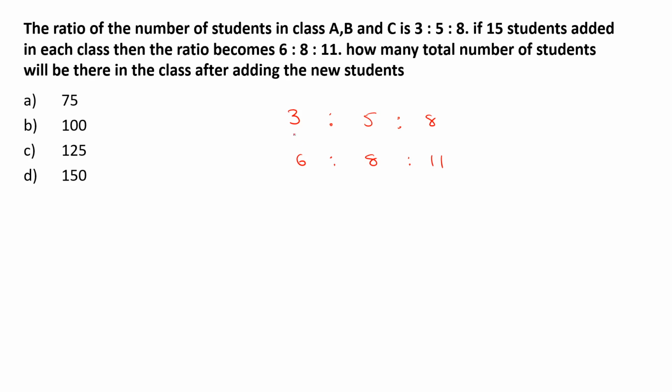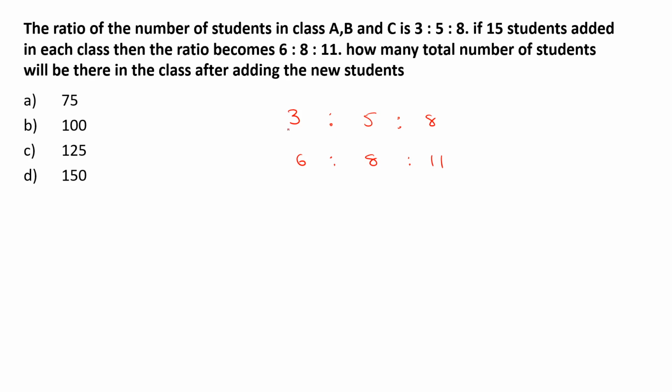Just observe the ratio. The previous ratio of students was 3 is to 5 is to 8, and in each class 15 students were added. That means there was an increase of 15 in each class. Observe that 3 becomes 6, 5 becomes 8, and 8 becomes 11. That means there is a common difference of 3 units between the respective terms of the ratio.